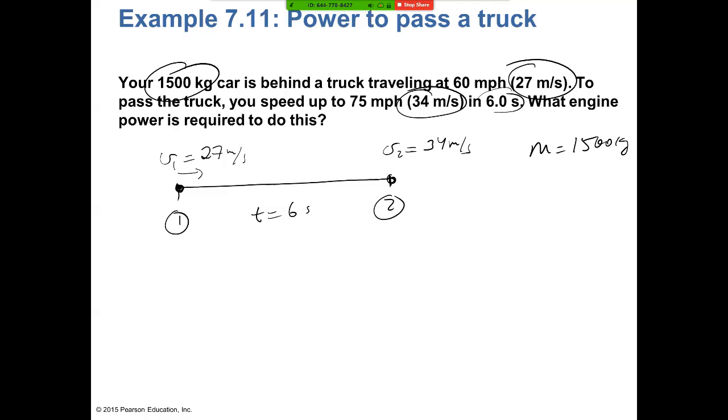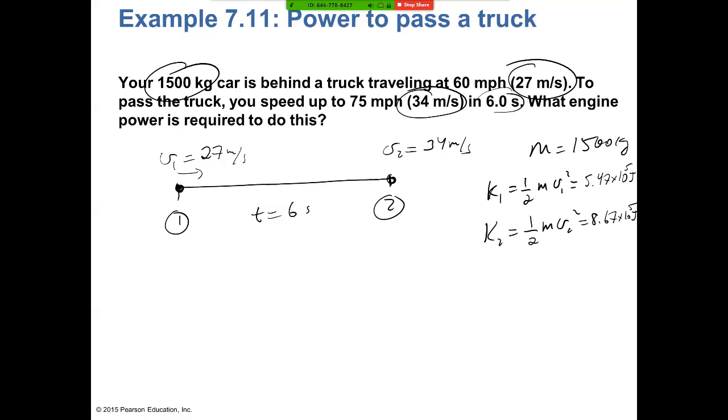So given mass and speed, one thing I can do is calculate the kinetic energy at point 1. Well, it's 1/2 mass times speed 1 squared. What is the kinetic energy at point 2? It's 1/2 mass times speed 2 squared. So plug in mass and speed at position 1, and we calculate 5.47 times 10 to the 5 joules. And if I calculate kinetic energy at 2, I get 8.67 times 10 to the 5 joules. And you can see I get a higher K2 because we're moving faster at point 2.